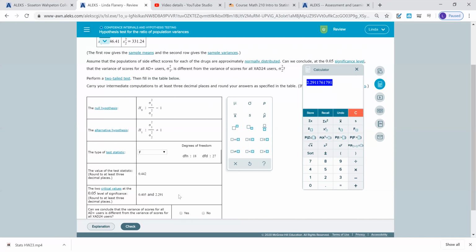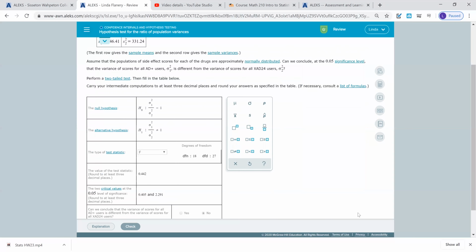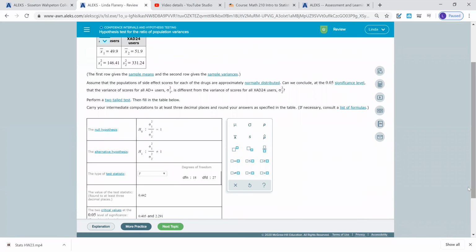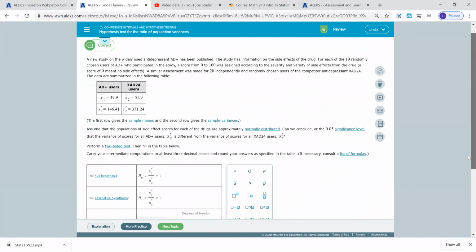So it says, can we conclude that the variances of scores for all AD+ users is different? No, we cannot conclude they're different because we are saying that they're equal, since our test statistic falls between our two critical values. It's not to the left of the smaller one or to the right of the greater one. I'm going to go ahead and hit check here. And if I slide up here to the top, you can see we have that correct.